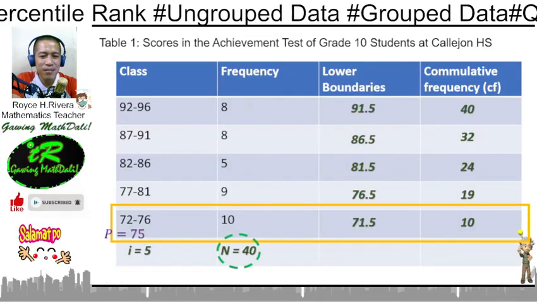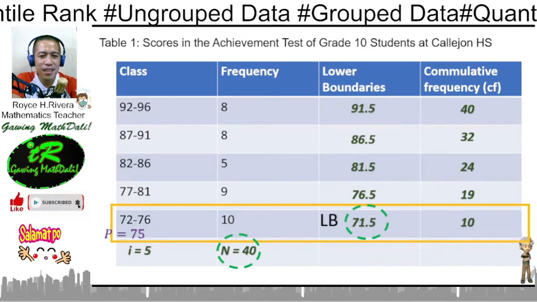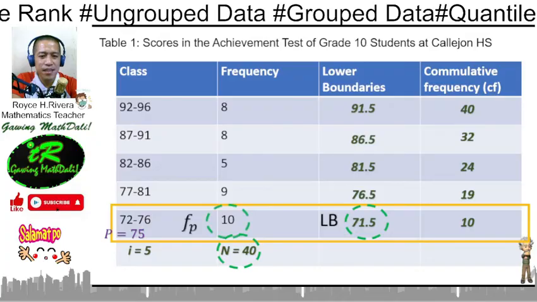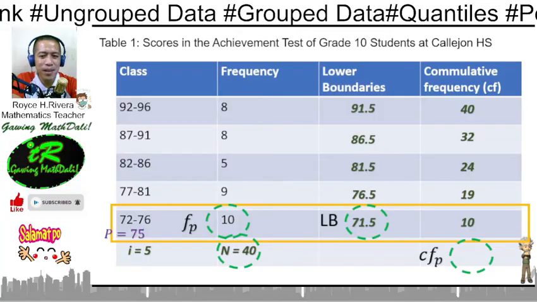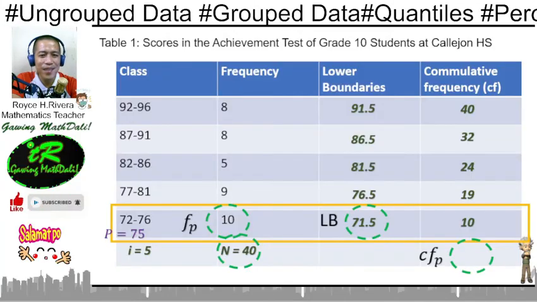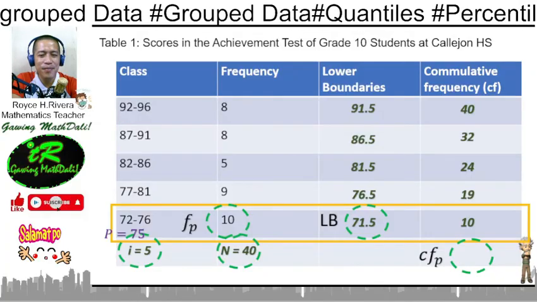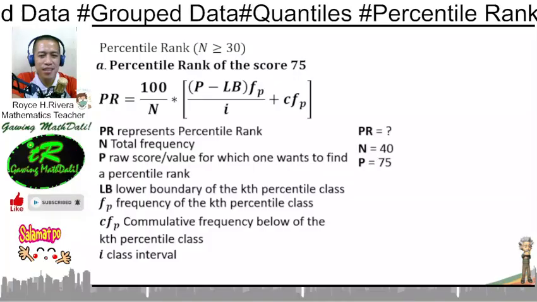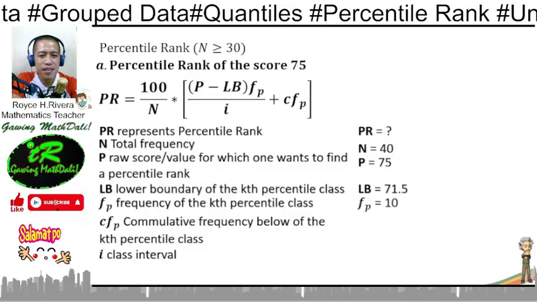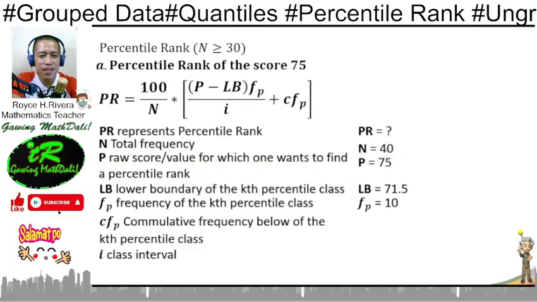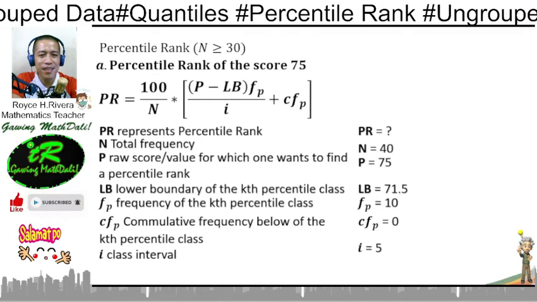Again, the total frequency is 40. The lower boundary of this class is 71.5. The frequency of the class is 10. The cumulative frequency below is 0. And the interval is 5. N is 40. Lower boundary is 71.5. The frequency is 10. The cumulative frequency below is 0. And the class interval, 5.